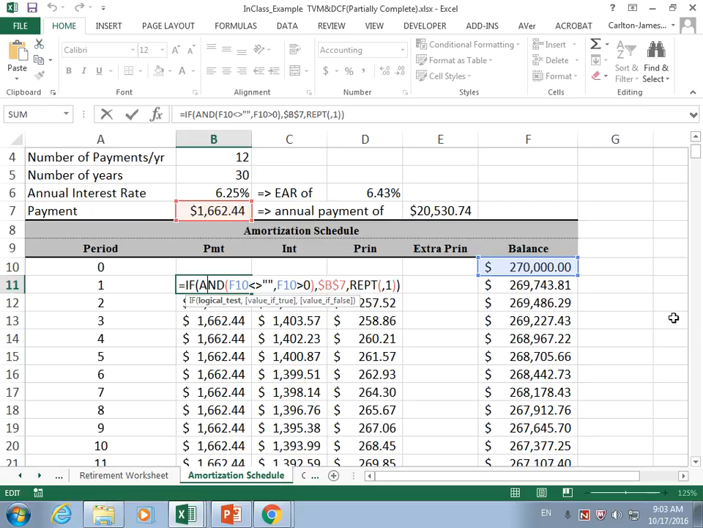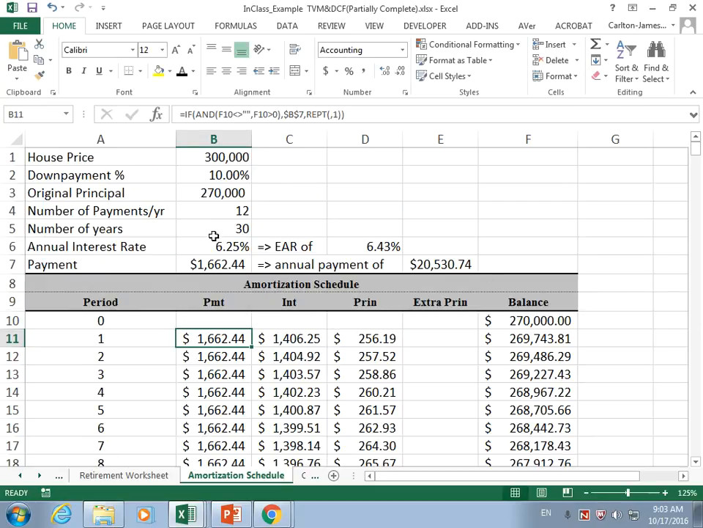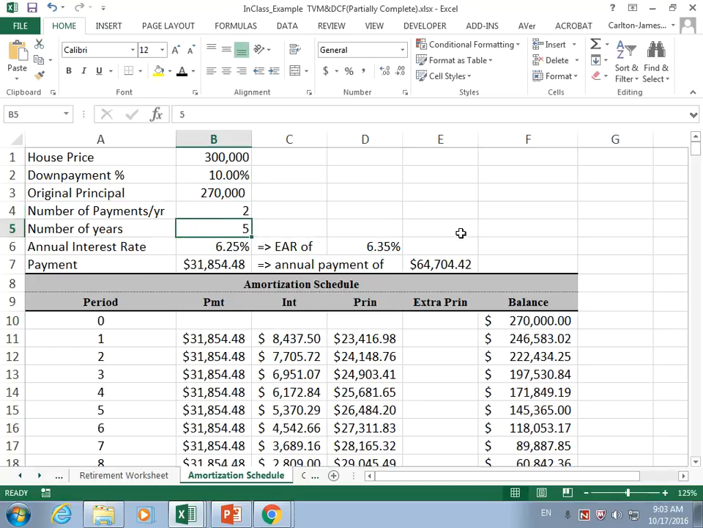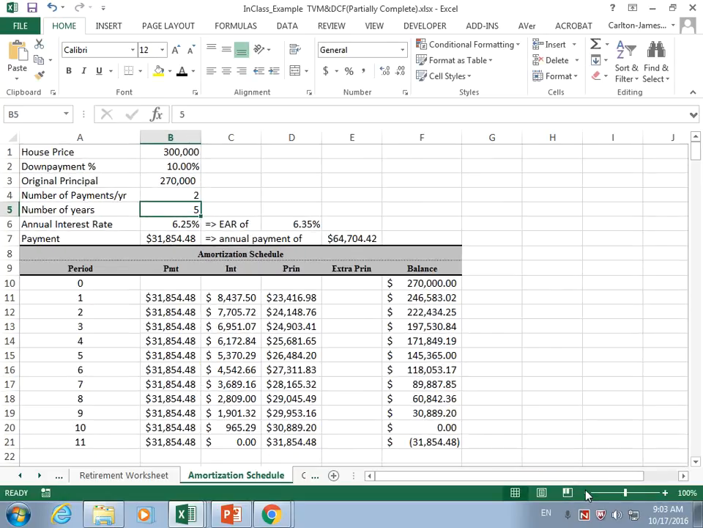Okay, for now though, let's see what happens if instead of 30 years, we do 5 years, and instead of 12 payments per year, we do 2 payments per year. Going down here, we can see that our table, oh, you see what it's doing? You see what I was talking about? You overpay this last amount here. All of this.